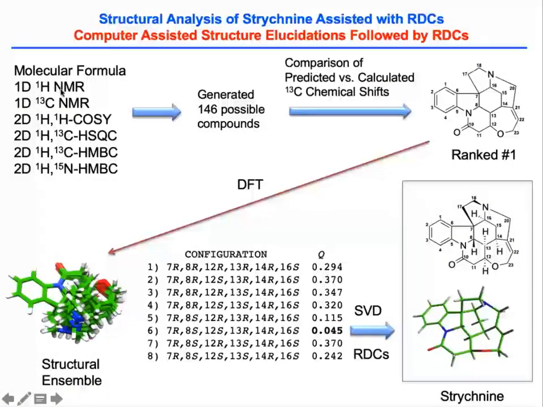Here, for example, you can see the molecular formula, experiment for true bond correlation. The structure elucidation generated 146 possible compounds. Then you select by chemical shift, you get the constitution. By DFT, you generate the whole ensemble. Then you measure your RDCs, you fit. SVD fitting gives you the correct configuration. That's the general procedure to be done.